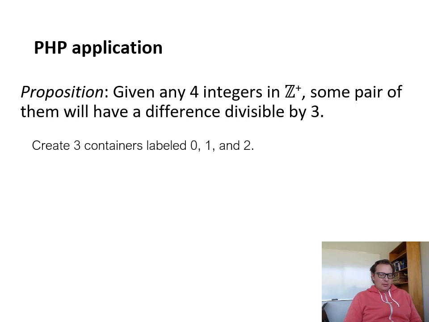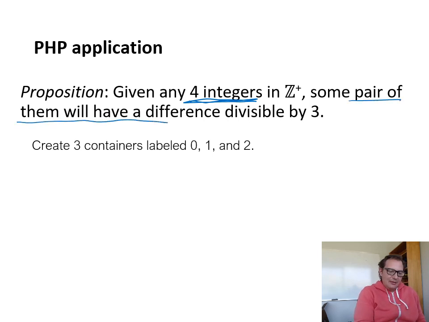So, we have to again decide how many containers we have and what we're putting in the containers and how. And what are some clues that tell us how many containers we have? Well, the proposition says that we are given 4 integers and some pair of them will have a difference divisible by 3. So the keywords here are 4 integers and pair.